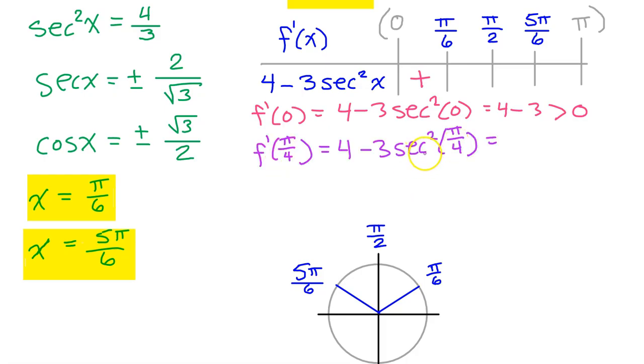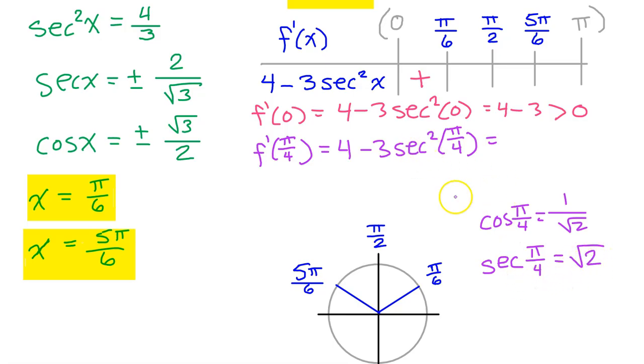We need to find the value of secant squared pi over 4. Let's start with cosine. We know that the cosine of pi over 4 is radical 2 over 2, or 1 over radical 2. That's the same thing. I'm going to choose this way because we are going to want to take the reciprocal in a minute. Because the secant of pi over 4 is the reciprocal of cosine. And the reciprocal of 1 over radical 2 is a nice clean radical 2.